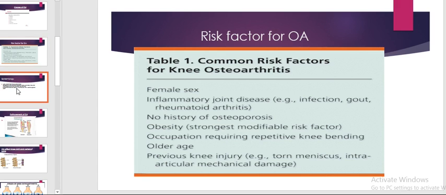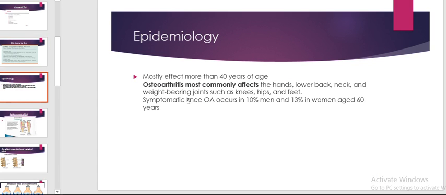Then what is the epidemiology? Most affected are more than 40 years of age. That's what I want to tell you here. If anyone is more than 40 years of age, their joints become weak, their cartilage becomes weak, so they can easily be destroyed. Cartilage easily becomes damaged when you repeatedly do any activity, or because of your occupation, where you have to go up and down stairs. So this is also a factor.